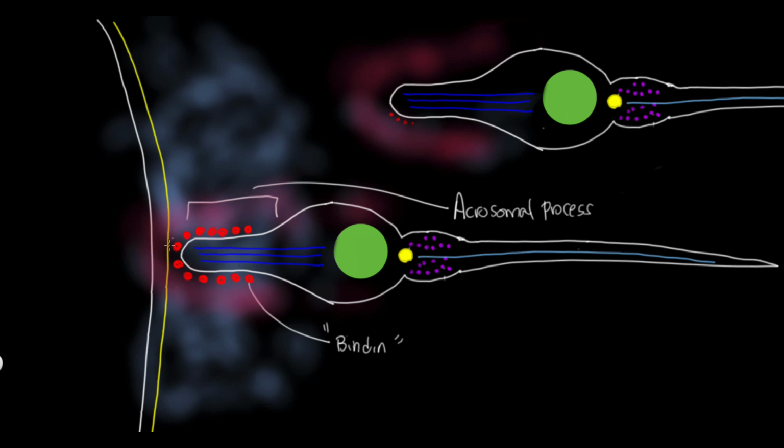And I'll do the drawing for the next stage in just a second. But again, these bindin were in that vesicle the whole time. It's just when the acrosomal vesicle fused, okay, they became exposed on the exterior part of this acrosomal process of the sperm. And we're going to get some recognition happening right here. Let's take a look at what that is. Isn't this so cool?